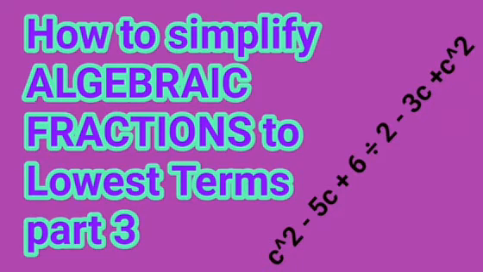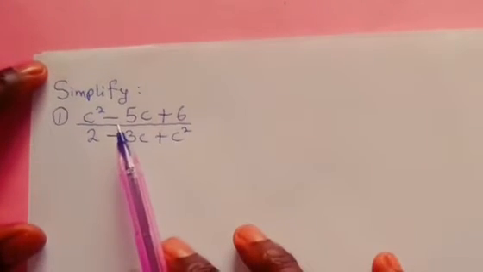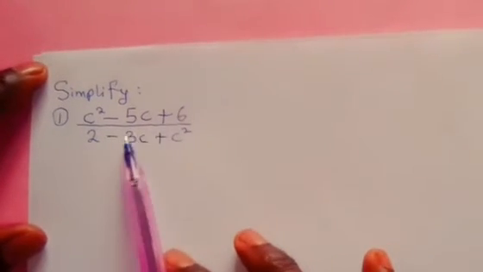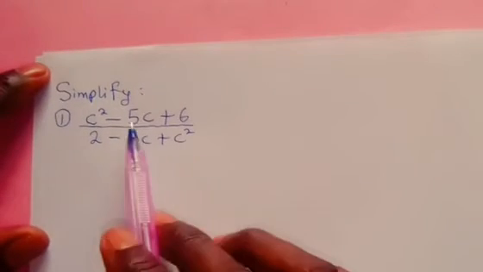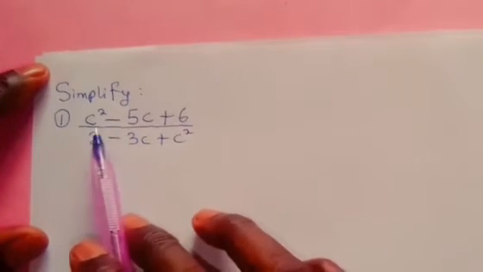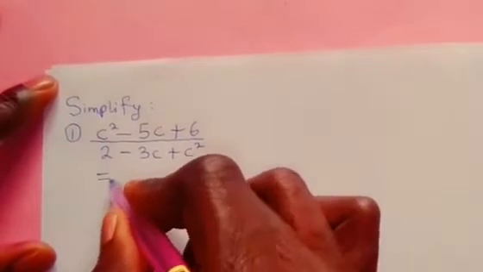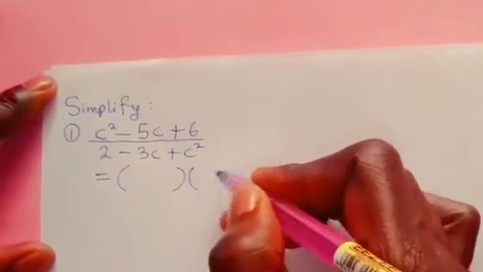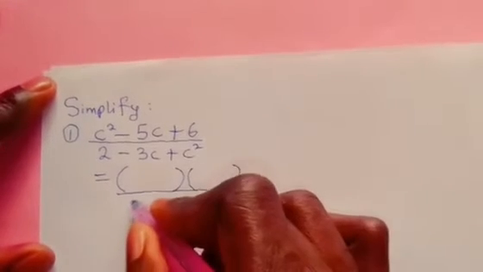Now, let us get into the lesson. In this lesson, we are taking this first example. We are to simplify c squared minus 5c plus 6 upon 2 minus 3c plus c squared. Since we already know we are going to apply the factorization method here to simplify these algebraic expressions, all we have to do first is to put our equality sign. Then we introduce two brackets because the terms here must be put in two brackets.